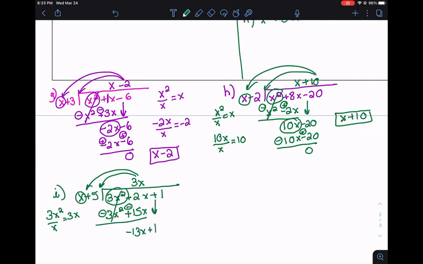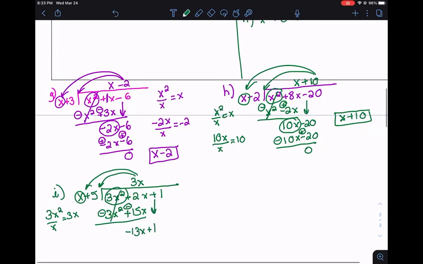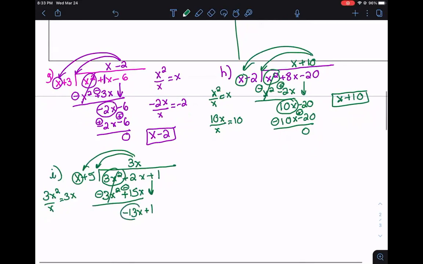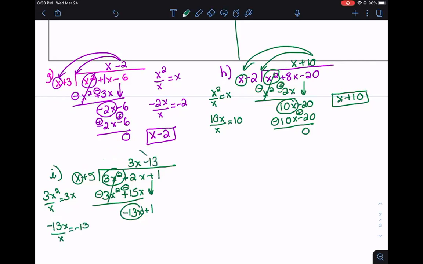And again, that's my only bring down, so I know this will be my last round. Negative 13x divided by x would be negative 13. So again, we can throw that on top. Negative 13 times x and negative 13 times 5, which is negative 65. Negate, negate. 66 is my remainder.